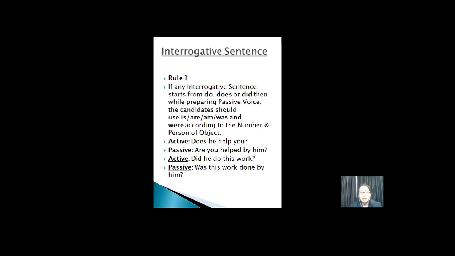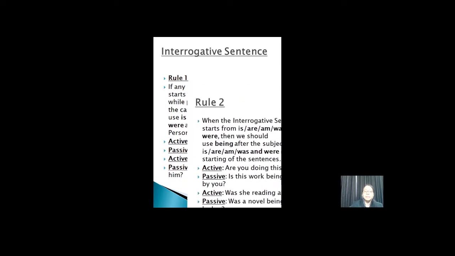Does he help you? So please students, will you tell me which tense this is? Does he help you? Yes, this is simple present tense. So is, am, are will be used here. So you is there, so we will use are in passive voice. Are you helped by him? Did he do this work? Which tense is this? Very good. This is simple past tense. Was this work done by him?